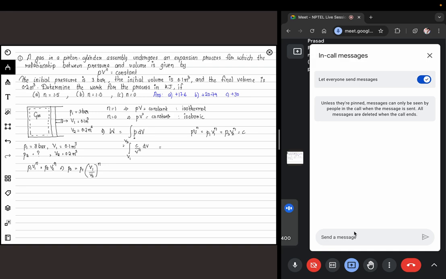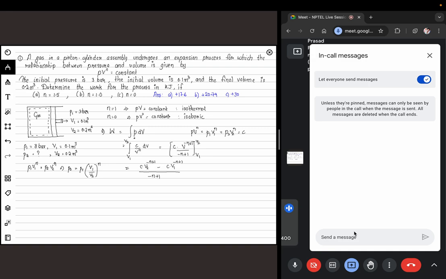So if I do this integration, it will be C V to the power minus n plus 1, between the limits V1 to V2. So this gives us C times V to the power minus n plus 1, evaluated between V1 and V2, that is V2 to the power minus n plus 1 minus V1 to the power minus n plus 1, divided by minus n plus 1.